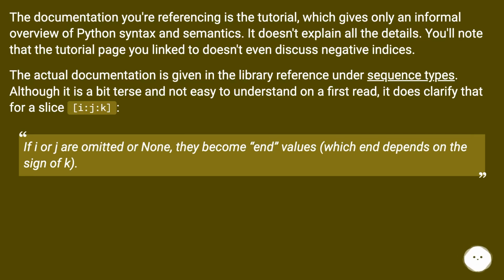Although it is a bit terse and not easy to understand on a first read, it does clarify that for a slice i:j:k, if i or j are omitted or None, they become end values, which end depends on the sign of k.